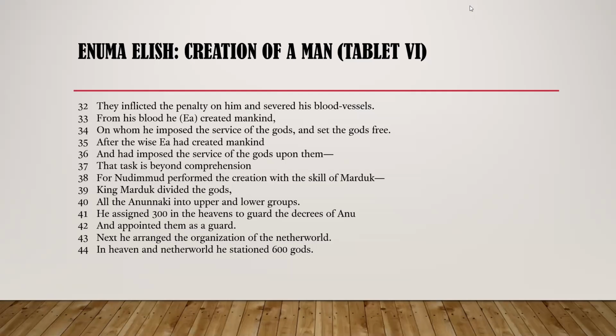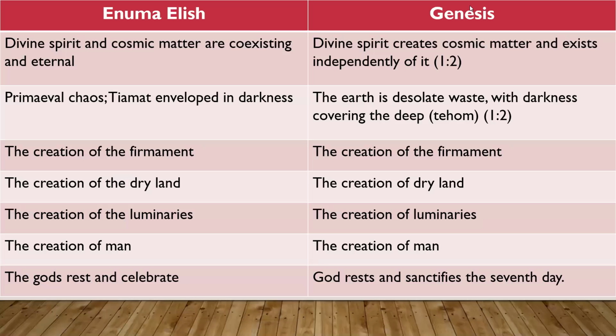Okay, now the last one is just a comparison between the book of Genesis and the Enuma Elish epic. So what is common between these two stories? Divine spirit and cosmic matter are coexisting and eternal. So we can say almost the same.